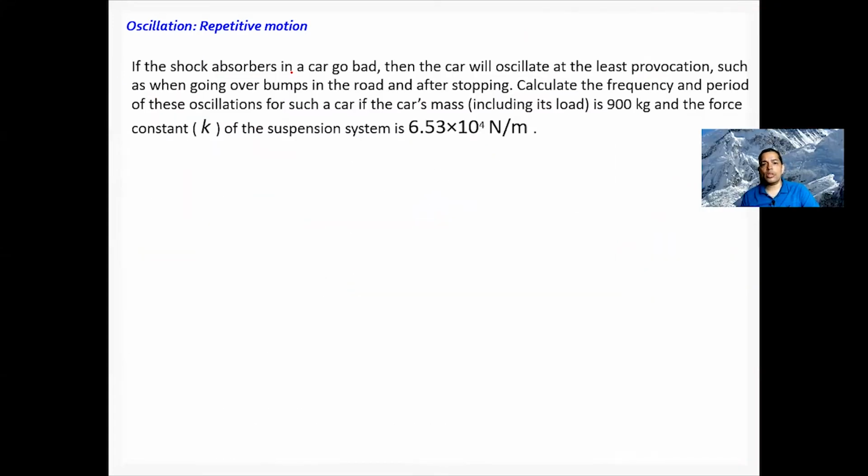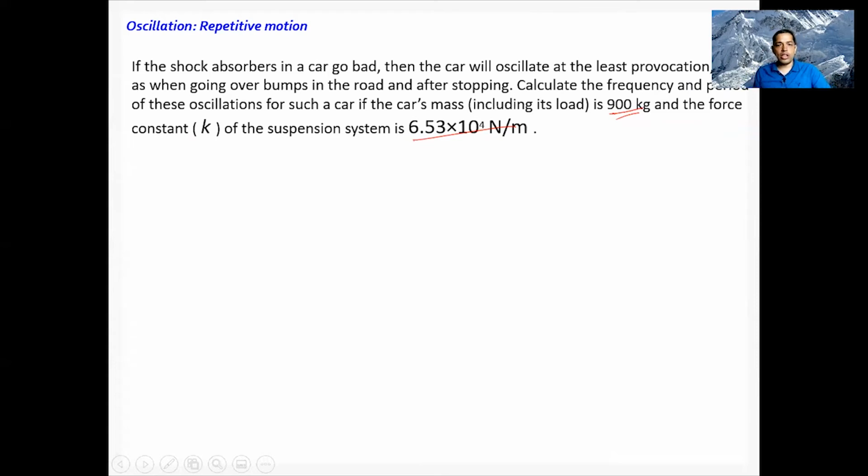If the shock absorbers in a car go bad, then the car will oscillate at the least provocation, such as when going over bumps in the road and after stopping. Calculate the frequency and period of these oscillations for such a car if the car's mass, including its load, is 900 kilogram and the force constant k of the suspension system is this much. In this case, we have to find the frequency. Let's find the formula for frequency from the previous slide. Frequency equals 1 over 2 pi times the square root of k over m.